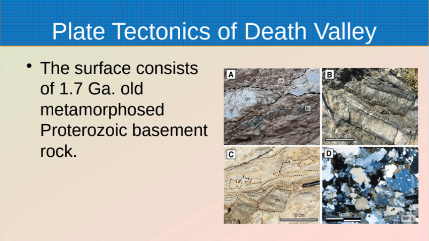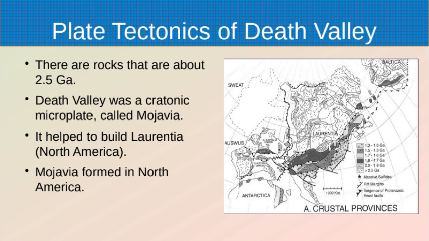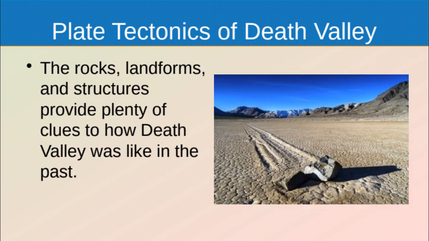The surface consists of 1.7 billion year old metamorphosed Proterozoic basement rock. However, there are rocks that are about 2.5 billion years old as well. This caused scientists to believe that Death Valley was a cratonic microplate called Mojave. It helped to build Laurentia, which is another name for the North American continent. Mojave formed in North America. The rocks, landforms, and structures provide plenty of clues to how this location was in the past.